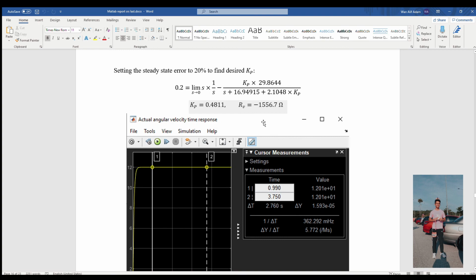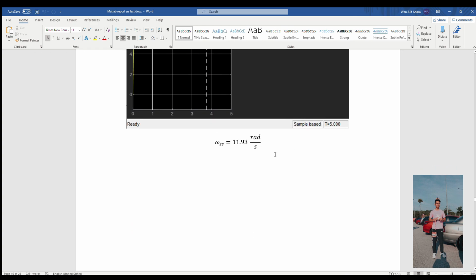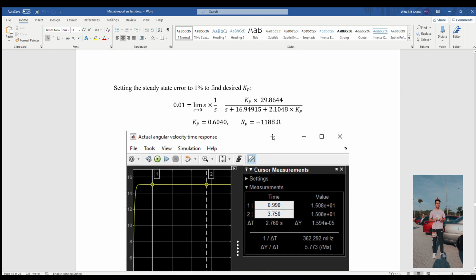So using the formula that I just mentioned, we get the value of Kp equals 0.4811 and Rv equals negative 1556.7 ohms. So now we substitute the value of Rv into the model of L2, and we get the angular velocity of 11.93 rad per second.